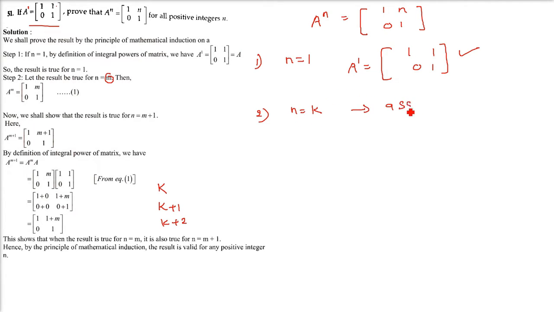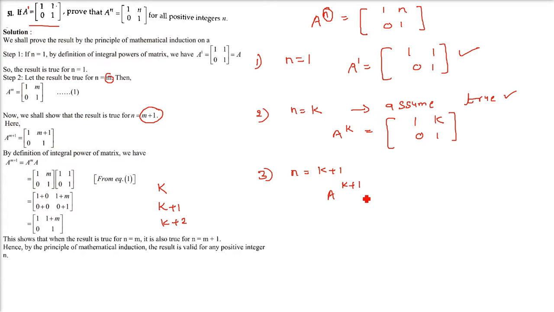So we assume that for n equals k, it is given as m here in the solution, but you can always use k. So what is A to the power k? In place of n, just put k: 1 k 0 1. And if it is true for n equals k, and if it is true for n equals k plus 1, given that it is true for n equals k, then it is true for every n.